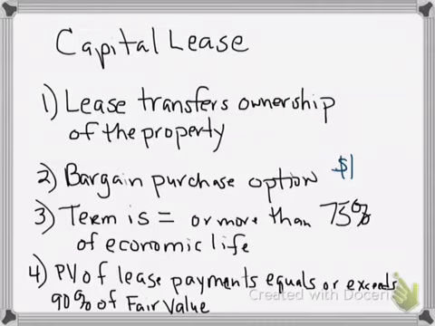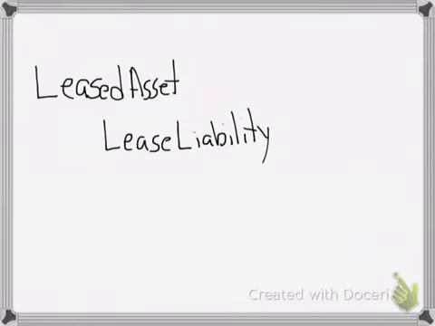If the term is equal to 75% of the economic life, what this is saying is if the economic life of this product is, let's just say, 4 years, and your lease period is 3 years, well, that's 75% of the economic life, and so it would be considered a capital lease. And the other thing to look at is the present value of the lease payments. If they equal or exceed 90% of the fair value of this lease, it is considered to be a capital lease. And capital leases are treated a little bit differently in that they will show up on the balance sheet.